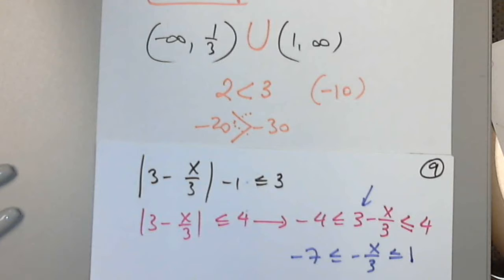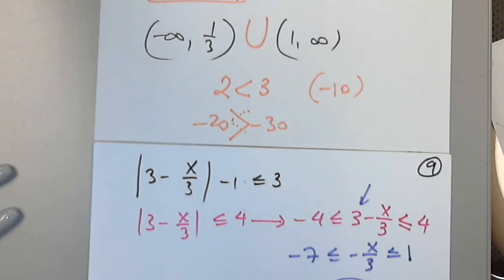So we subtracted 3 from all three sides. I subtract 3 from the left, I get -7. I subtract 3 from the middle, I get negative x over 3. I subtract 3 from 4 and I get 1. Final step.